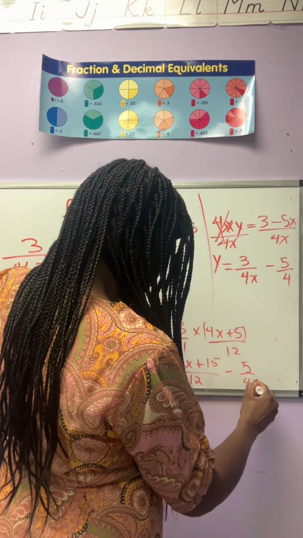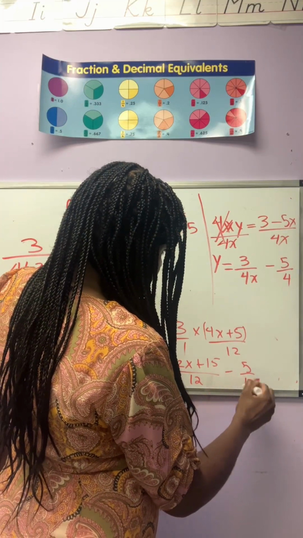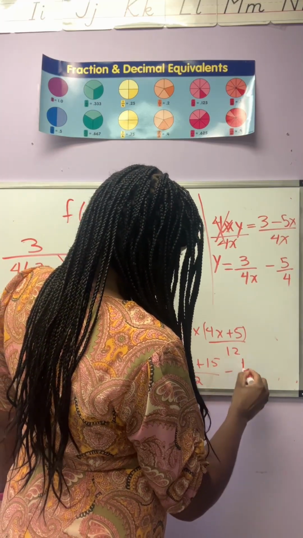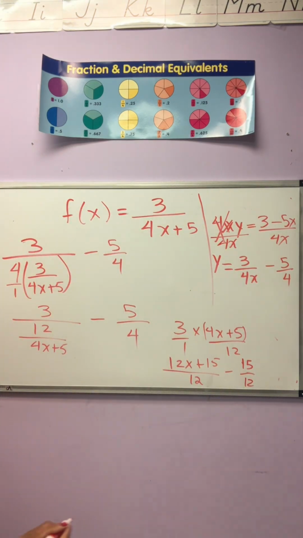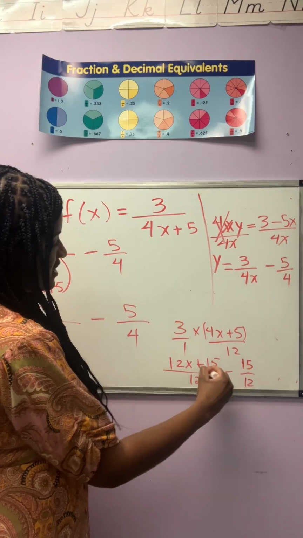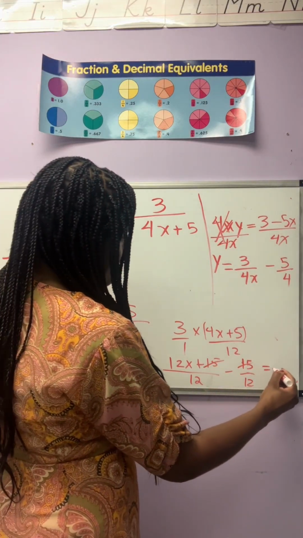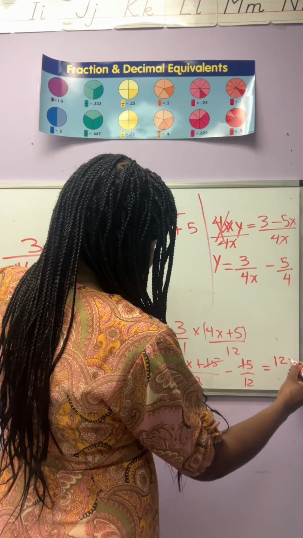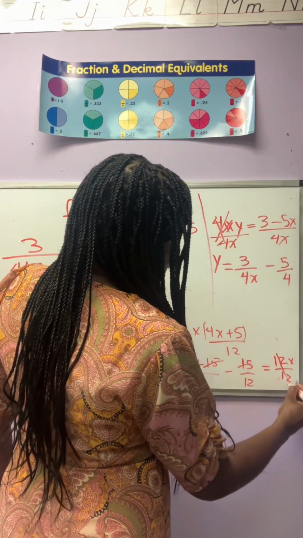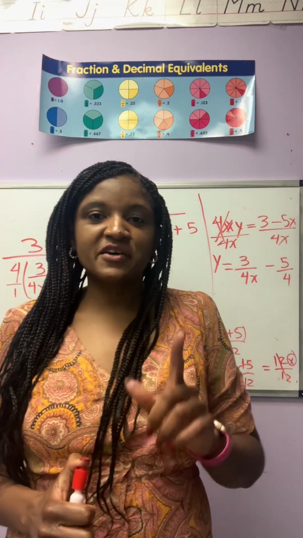All right, so common denominator is 12. And now we can subtract 15 minus 15. That is 0. So now we have 12x over 12. Our 12s cancel, and yes, we are left with x. So that was the inverse of the function.